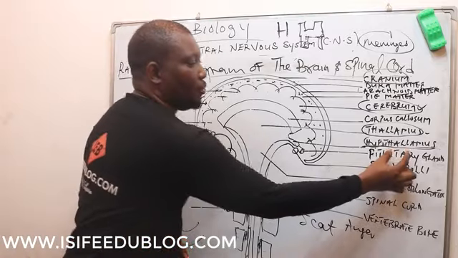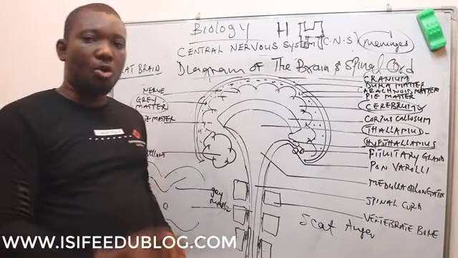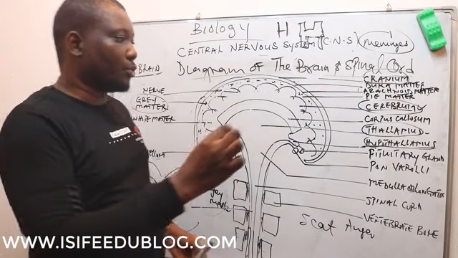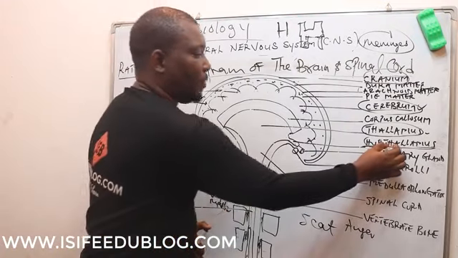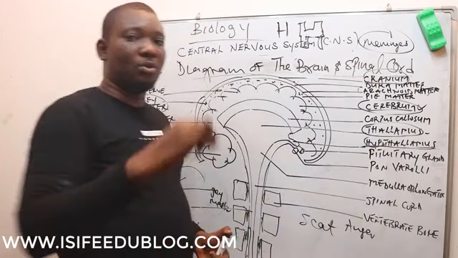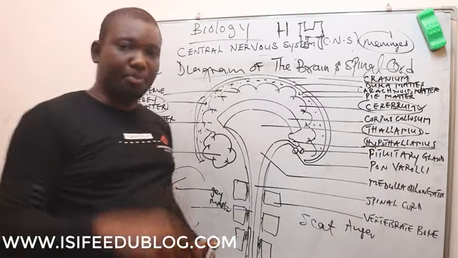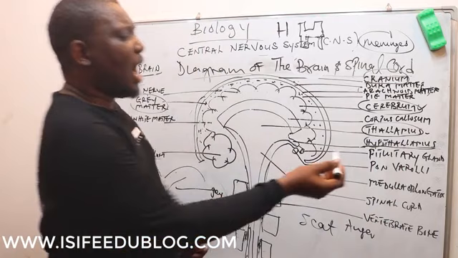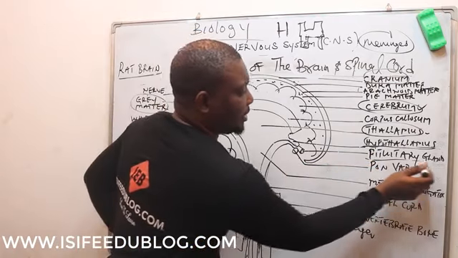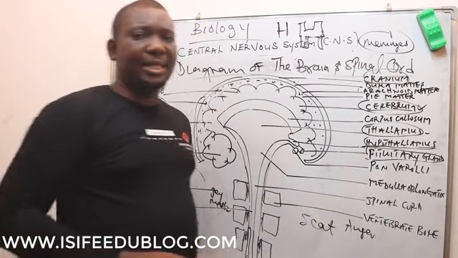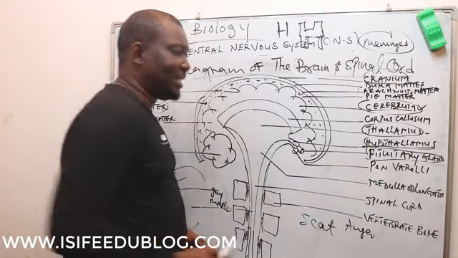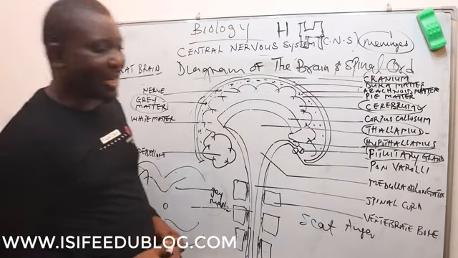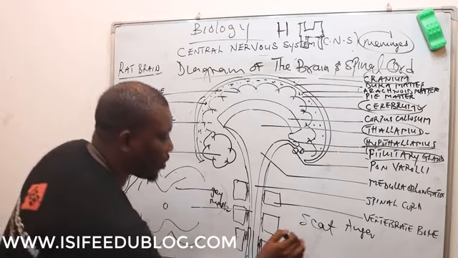The hypothalamus also controls some reactions and actions of the body, as it regulates the body temperature. The hypothalamus also controls this gland, called the pituitary gland. The pituitary gland is an endocrine gland.